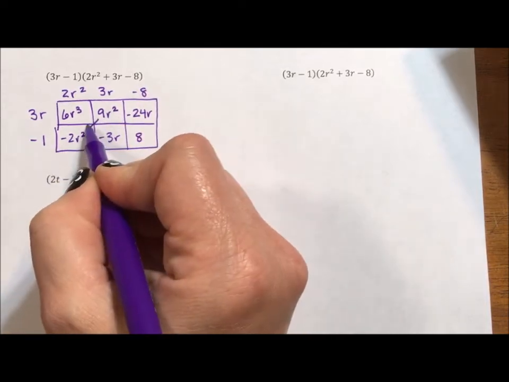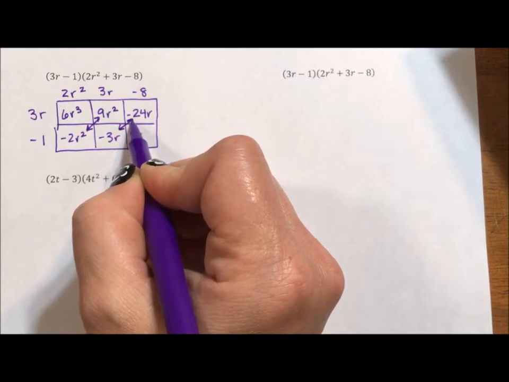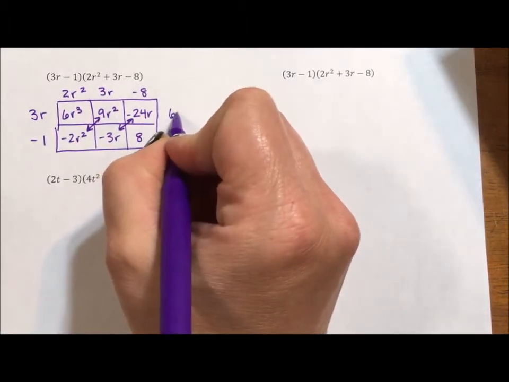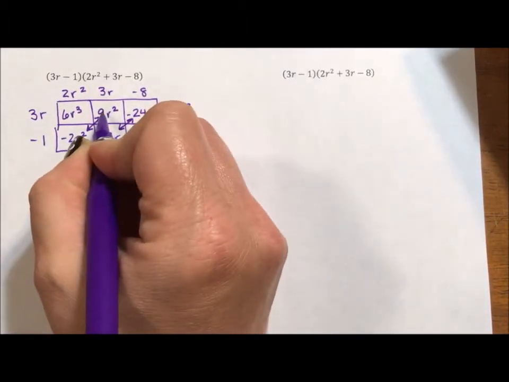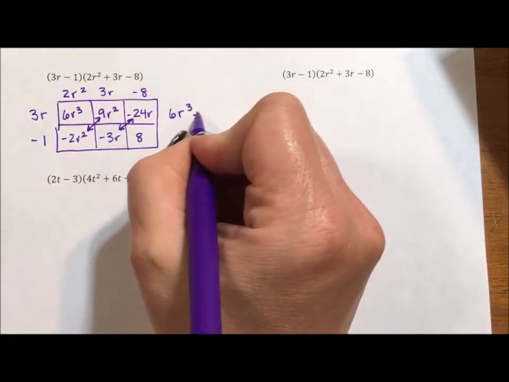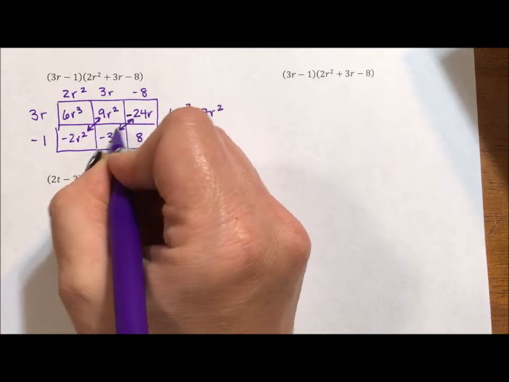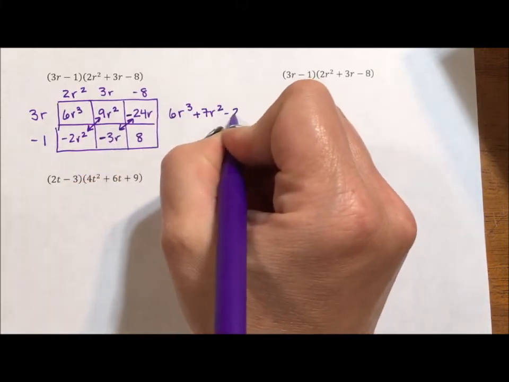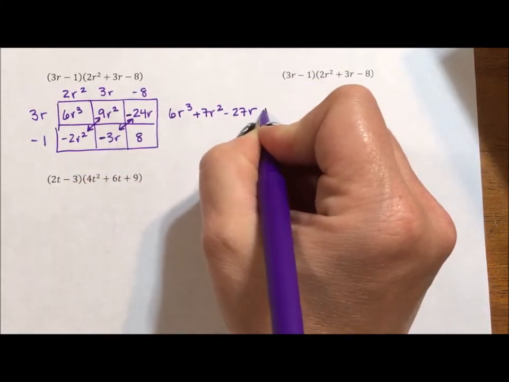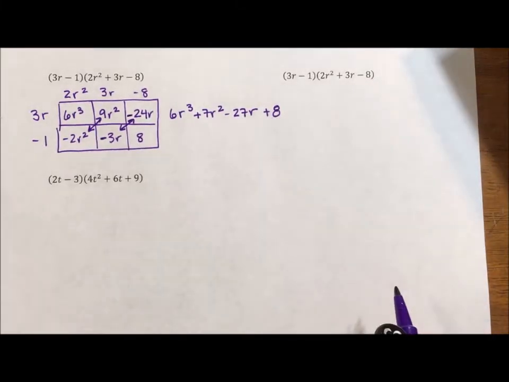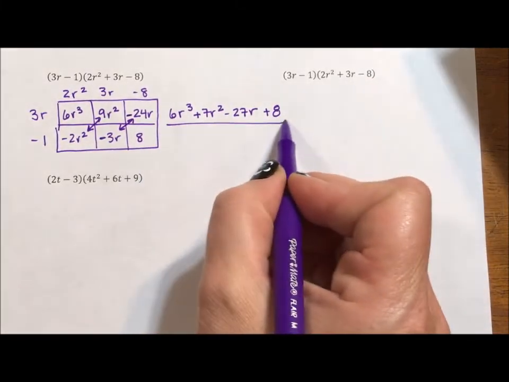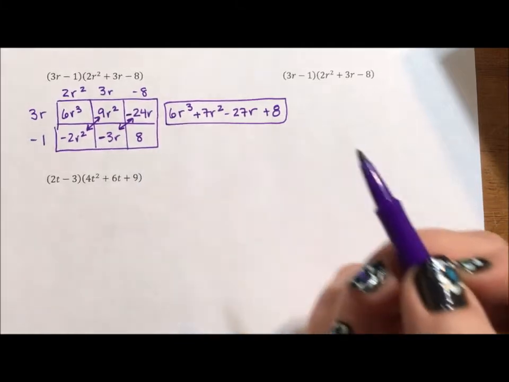We're going to find our like terms on the diagonals. So we have a 6r cubed. 9 minus 2 is a 7r squared. 24 and 3, they're both negatives, so they're going to party. There's going to be -27 of those r's, plus 8. And there we have it. We have our answer using the box method.